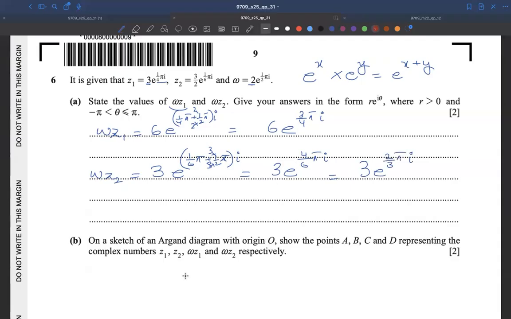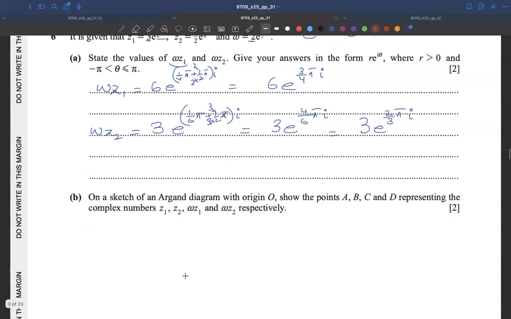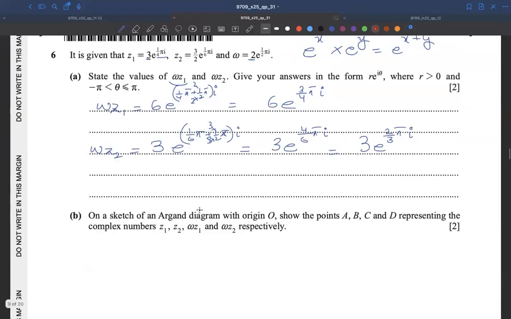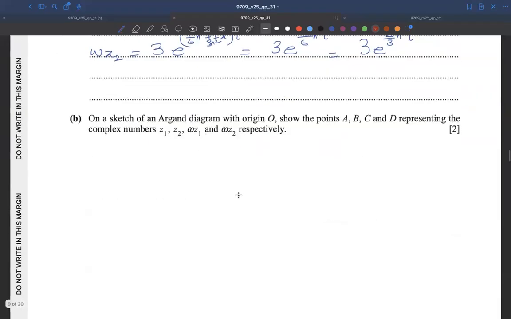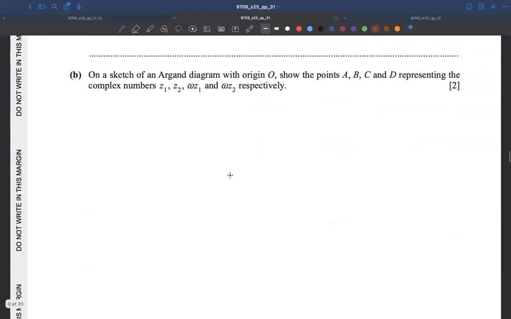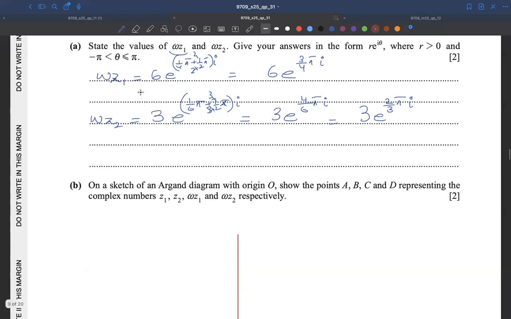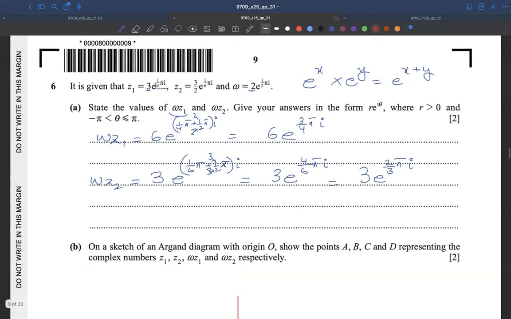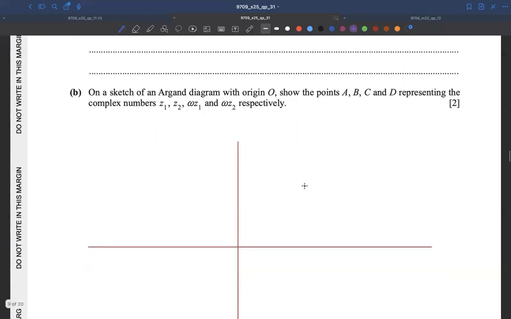Now in part B, we have to sketch an Argand diagram with origin O showing the points A, B, C, and D representing the complex numbers z1, z2, ωz1 and ωz2 respectively. So first let's make the x and the y axis over here. Now starting with z1, z1 has a magnitude of 3 and the direction is positive π/4. So let's say roughly this is π/4 and this length is 3. So this will represent z1 or point A and this angle would be π/4.